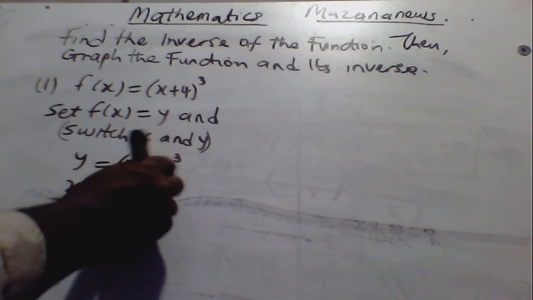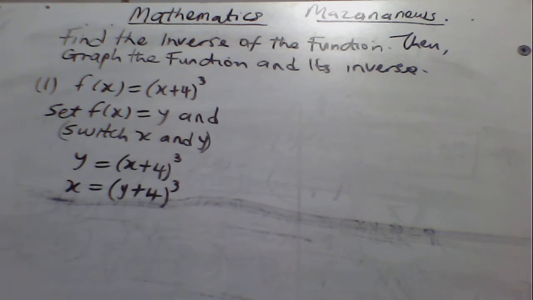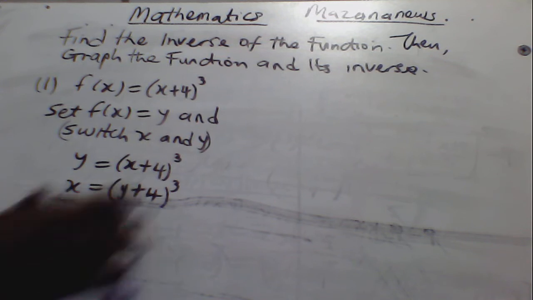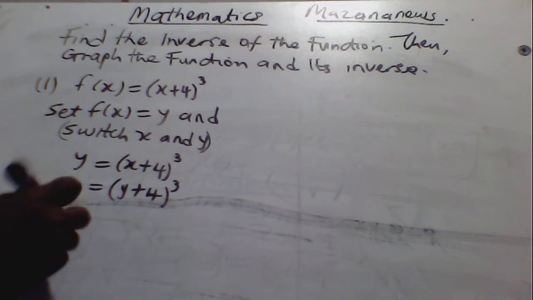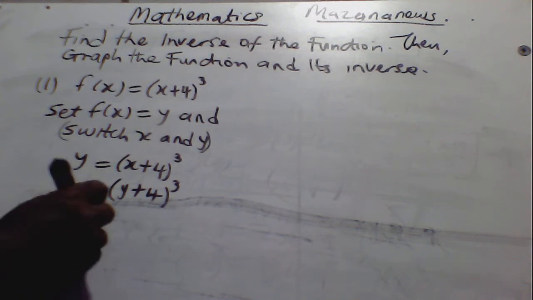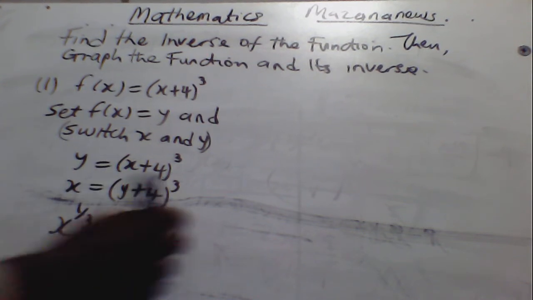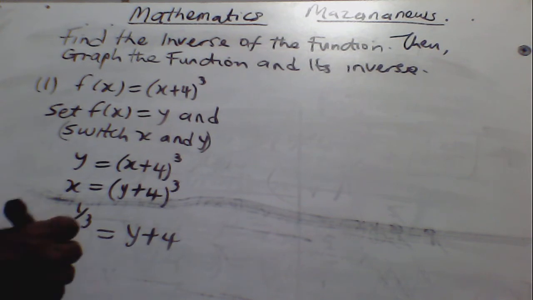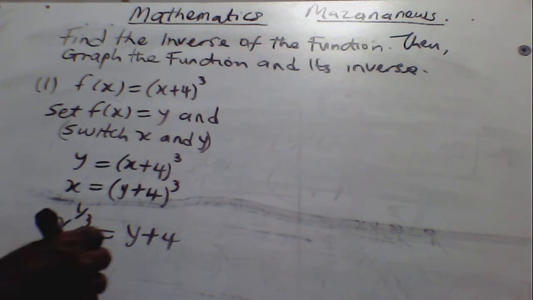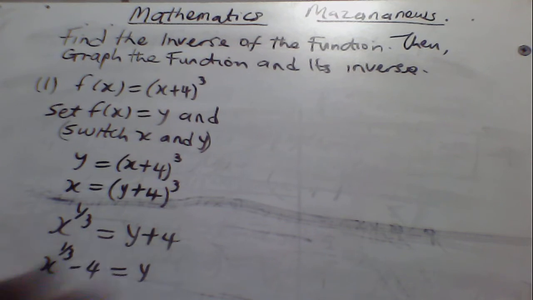Just for reflection, so you'll be able to solidify and have a strong knowledge of what we have done. So from here I won't go into steps. Just find the cube root of both sides. We have x raised to power 1 over 3 equals to y plus 4. Then subtract 4 from each side. We have x raised to power 1 over 3 minus 4 is equals to y.